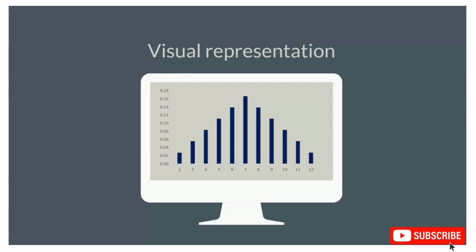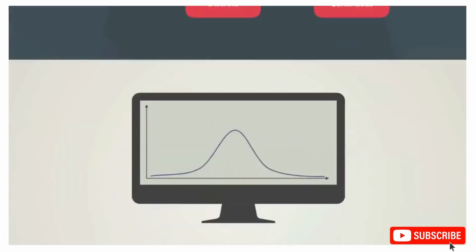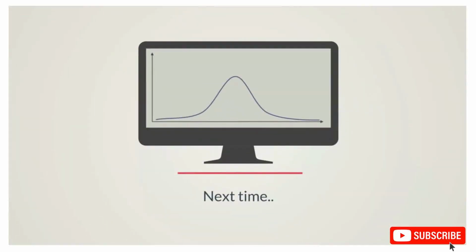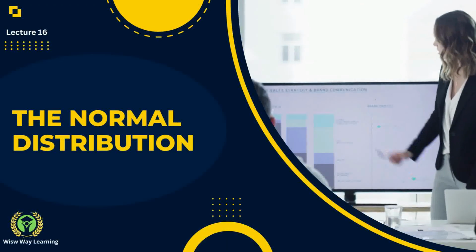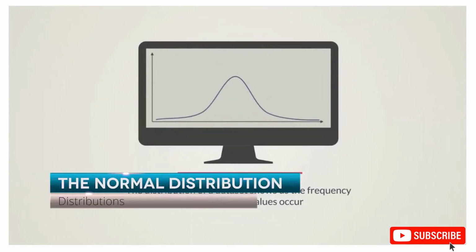Great! The examples that we saw here were of discrete variables. Next, we will focus on continuous distributions, as they are more common in inferences. In the next few lessons, we'll examine some of the main types of continuous distributions, starting with the normal distribution. Lecture 16, Normal Distribution. Okay, here we go.